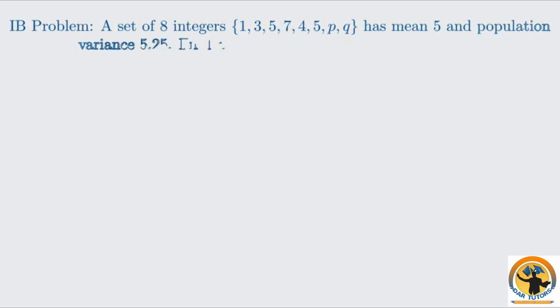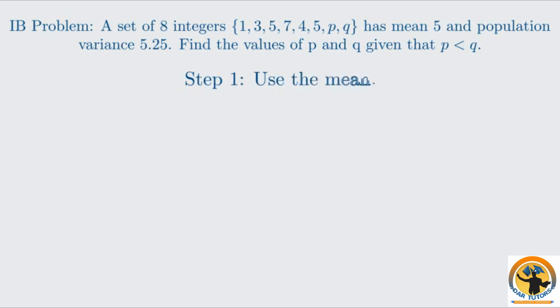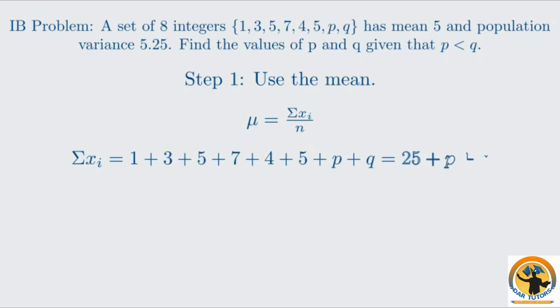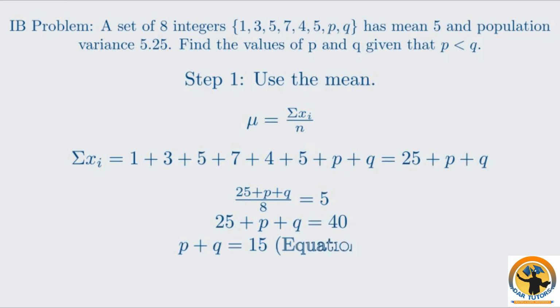We have 8 integers with a given mean of 5 and population variance of 5.25. We need to find the values of p and q. Again, we start with the mean. The sum of the integers divided by 8 must equal 5. First, sum the known values. The sum is 25, so 25 plus p plus q divided by 8 equals 5. Solving this gives our first equation, p plus q equals 15.